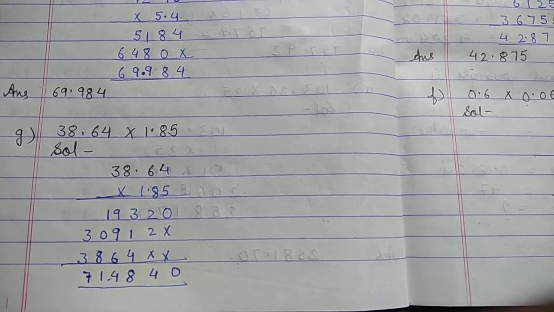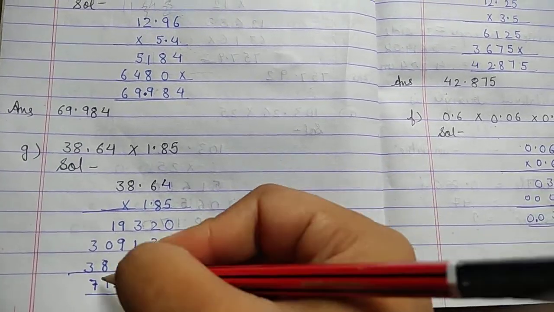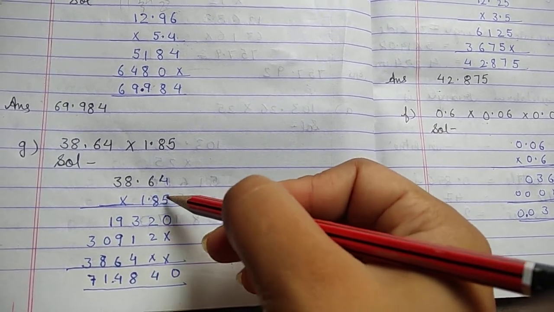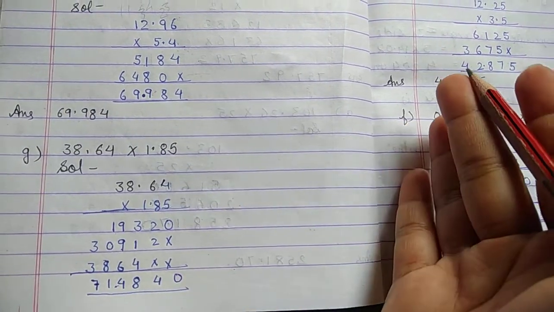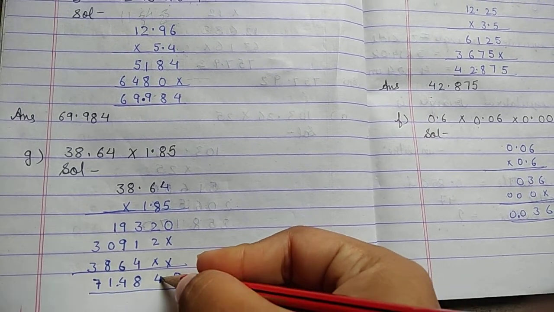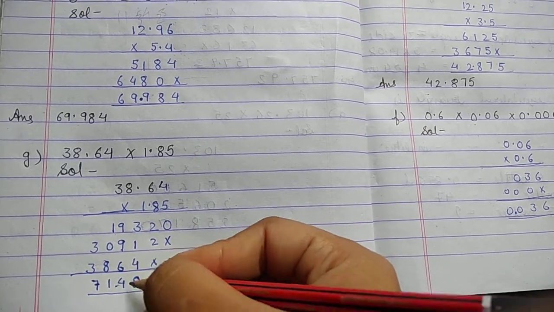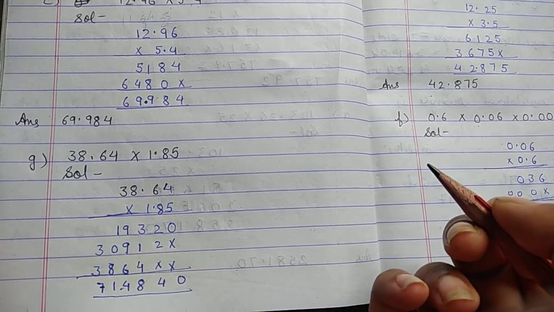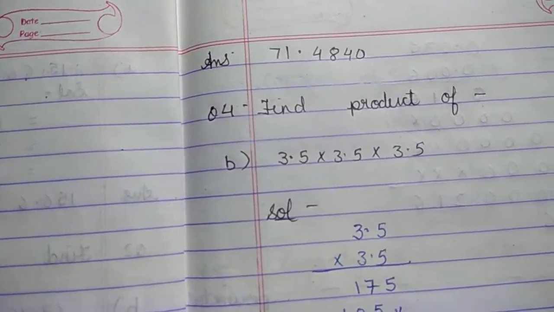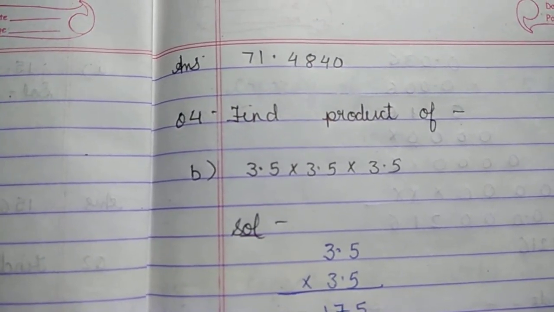Okay, similar question, you have to multiply 38.64 by 1.85. Here also, first of all, we will do normal multiplication, and then after doing and adding it all, we will count the number of digits which are after decimal. So 1, 2, 3, 4, total 4 digits are there. Okay, so we will also count 4 digits from the back, 1, 2, 3, 4, and after counting we will place decimal between 1 and 4. So our final answer would be 71.4840, or 71.484 can also be your answer. Okay, with this your question number 3 is over.